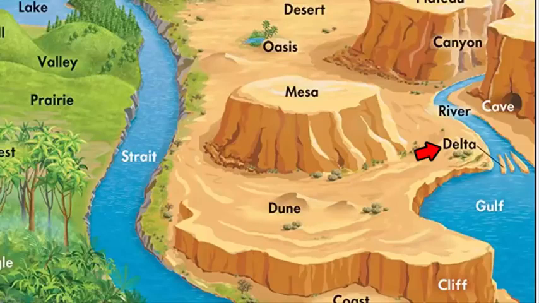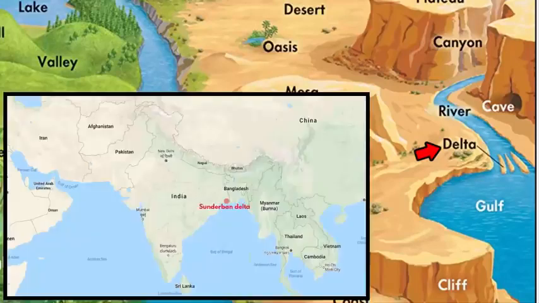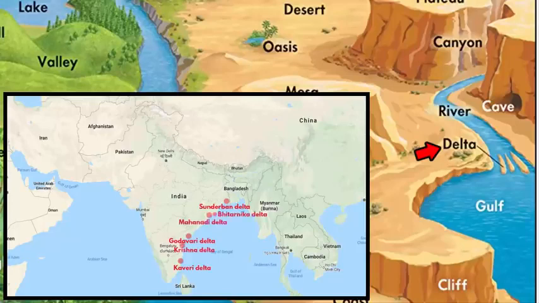In India, you will find deltas at all those places where major rivers meet the Bay of Bengal. For example, the Sundarban Delta, Godavari River Delta, Kaveri River Delta, Mahanadi River Delta, Krishna River Delta and Bhitarkanika Delta.